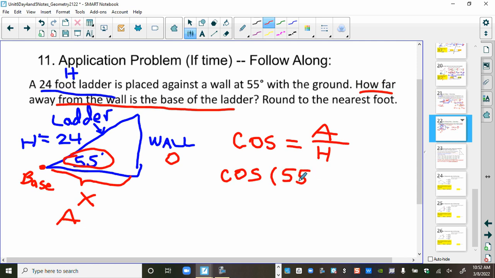Cosine of 55. Well, the adjacent we don't know. That's our x. And the hypotenuse, what's the length of the ladder? What's the hypotenuse? 24.